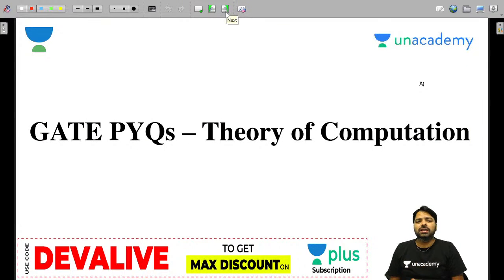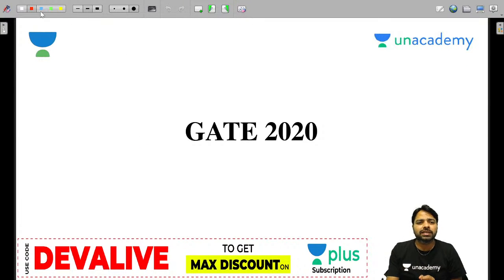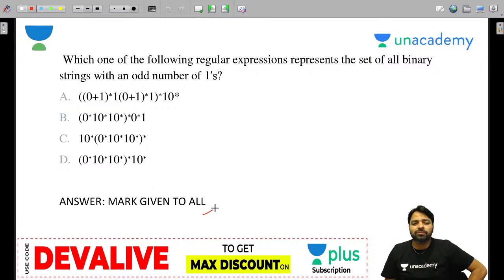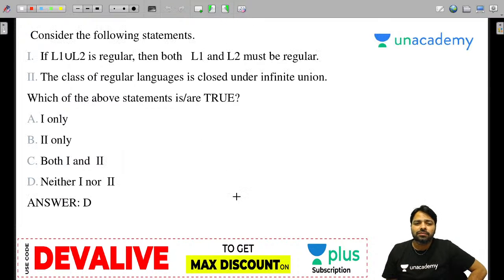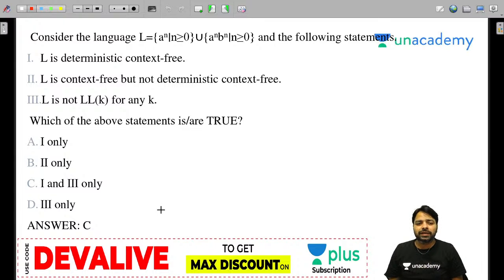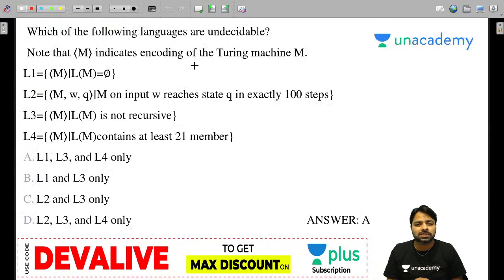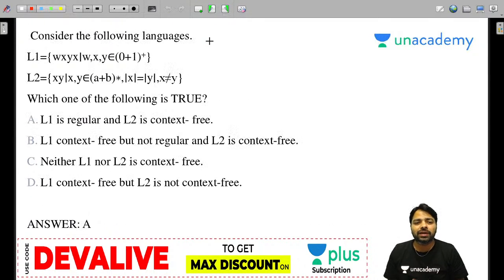Okay guys, now in the previous session we have seen some of the 2020 questions. Let's look at this one. Marks given to all, we have seen in the previous session. You can go and look at it, and this is also completed, right? 1 and 2 we have discussed much about, and even this is also discussed. And where we are going to start now here, consider the following languages.